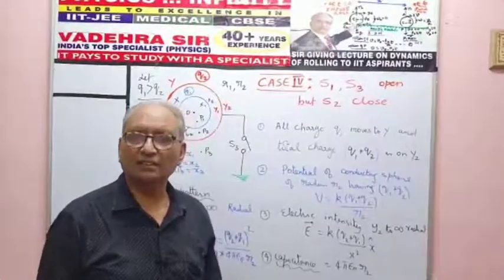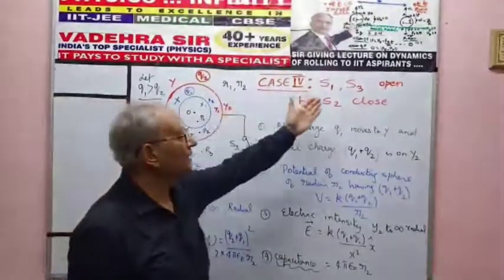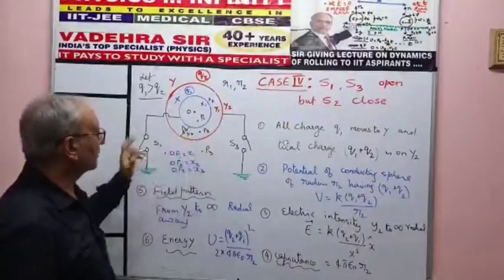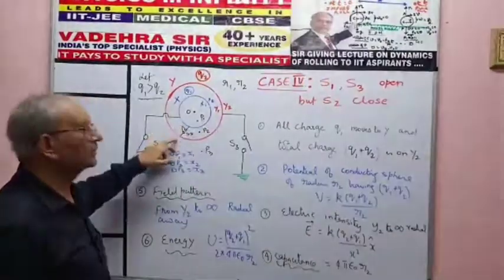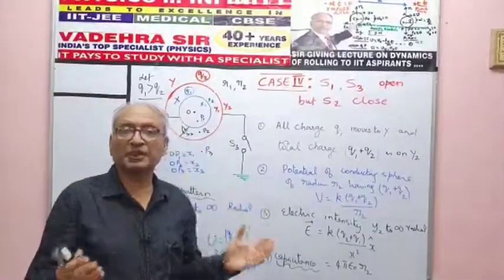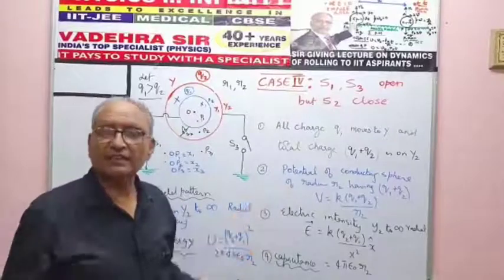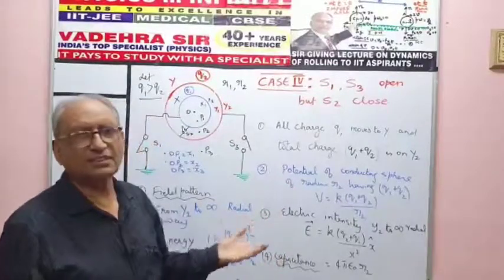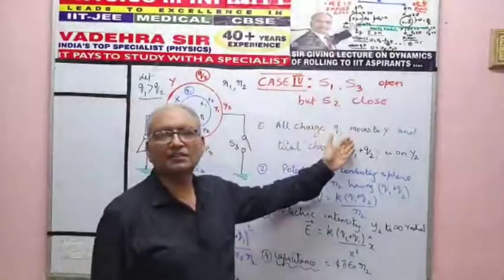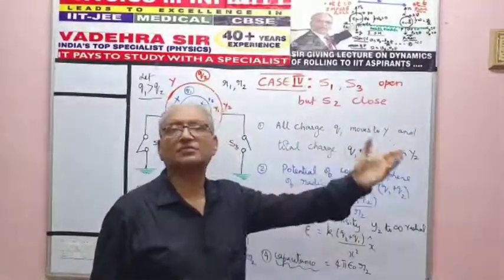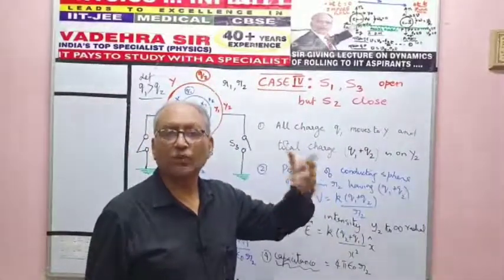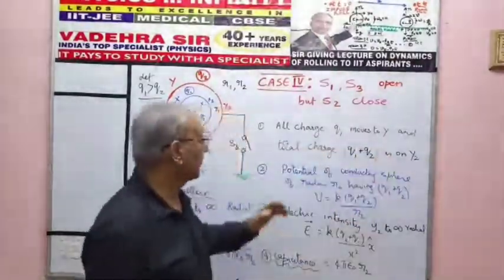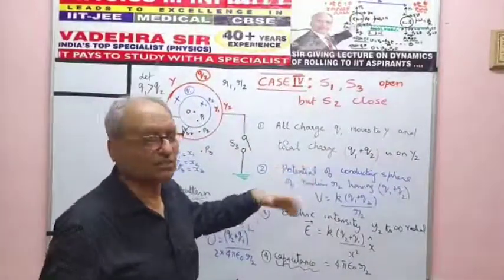Now we discuss the fourth and the last case, when the switches S1 and S3 are open, but S2 is closed. Now when you close S2, these are open, so forget about them. When you close S2, then the plate X is connected to plate Y. Well, this is just one conducting sphere of radius R2. So this is the easiest case now. All charge Q1 will move to the outer surface of Y, that is on Y2. So all the charge Q1 plus Q2 will be on the face Y2. No other face will have any charge.